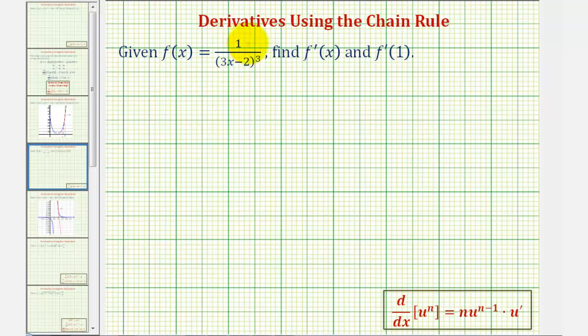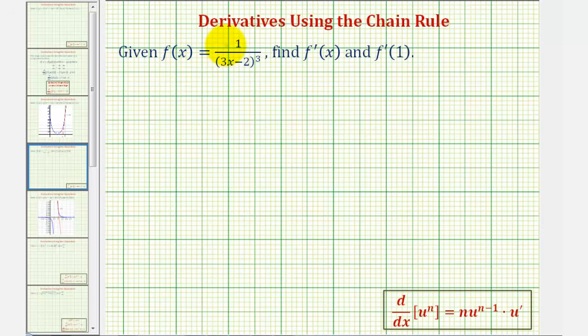We're given f of x equals 1 divided by the quantity 3x minus 2 raised to the third. We want to find f prime of x, the derivative function, and f prime of 1. The first thing we should recognize is that the given function is a composite function, which means we'll have to apply the chain rule to find the derivative.